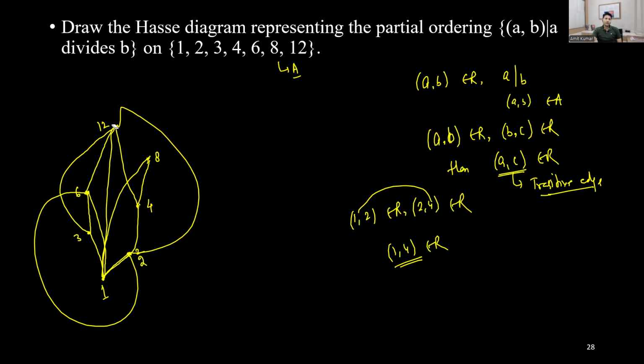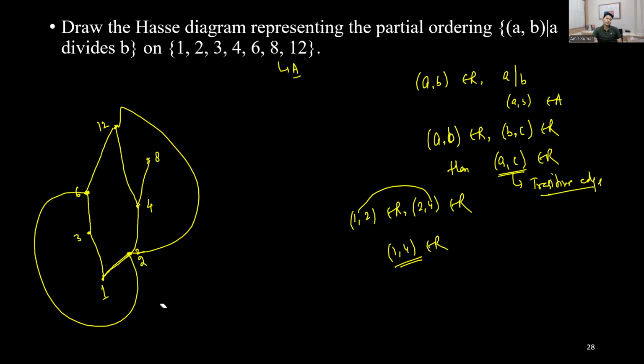Now let us see other transitive edges also. (1, 4), (4, 8): (1, 8) should not be there. (1, 4), (4, 12): (1, 12) should not be there. (1, 3), (3, 6): (1, 6) is transitive then. Now see (1, 2), then (2, 6) is also there, so (1, 6) is not there. Now (3, 6), (6, 12): (3, 12) should not be there. Transitive.